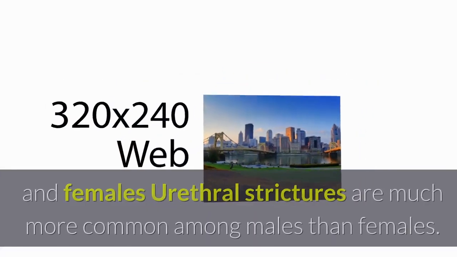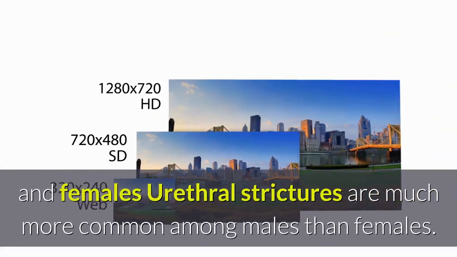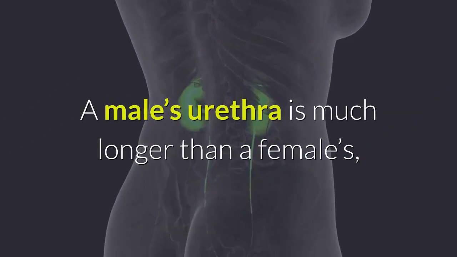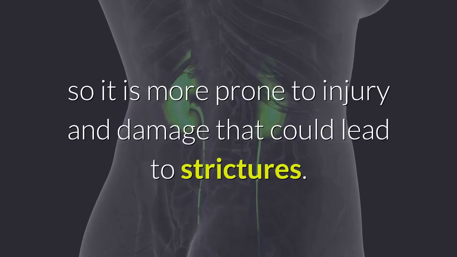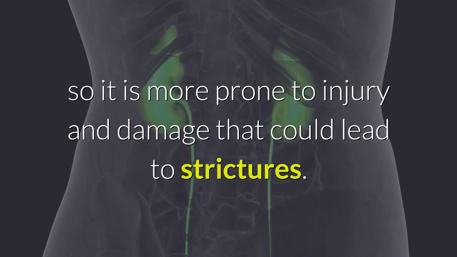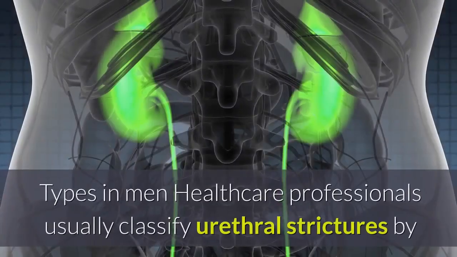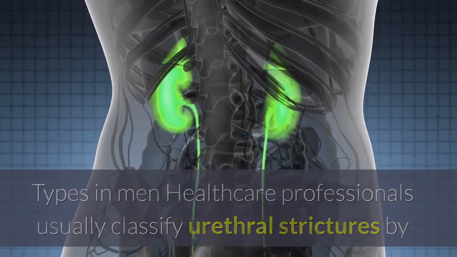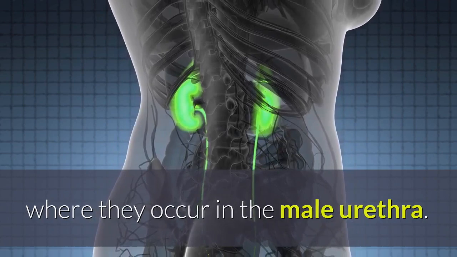Differences in males and females. Urethral strictures are much more common among males than females. A male's urethra is much longer than a female's, so it is more prone to injury and damage that could lead to strictures. Types. In men, healthcare professionals usually classify urethral strictures by where they occur in the male urethra.